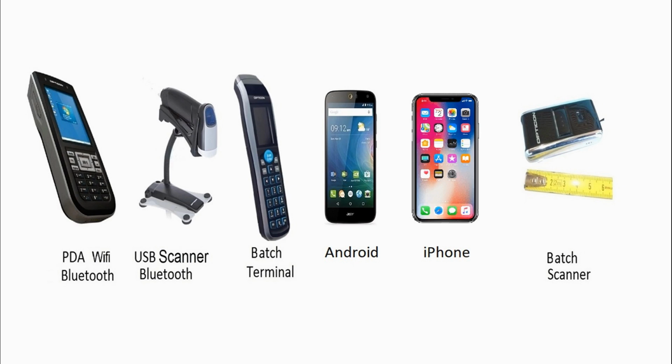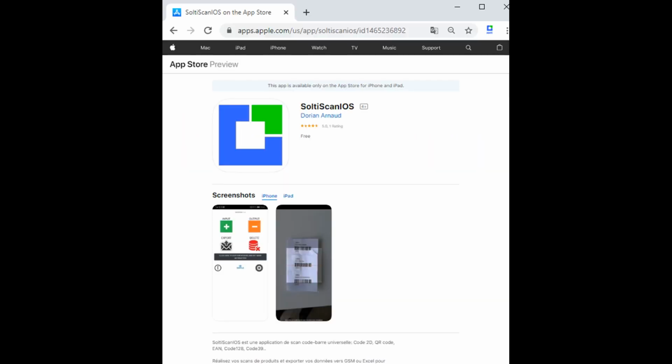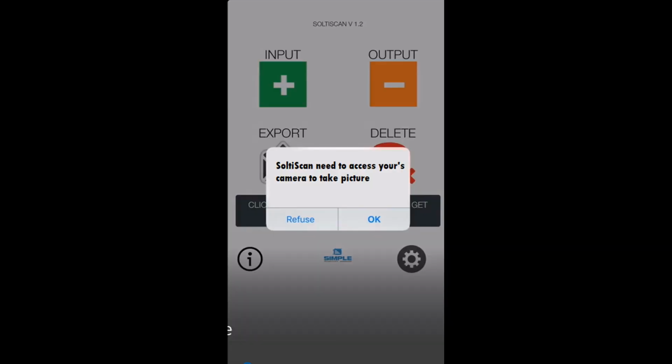There are many ways to scan a barcode with Simple Inventory Manager, as you can see on this picture. One of the most amazing things is to use your smartphone like your iPhone. When you download the application from the App Store, you select the one made by Dorian Arnaud, Salty Scan. When installing, you will be asked to authorize access to the camera, say yes to all the questions.